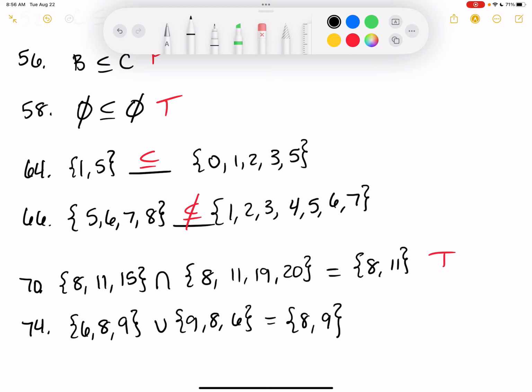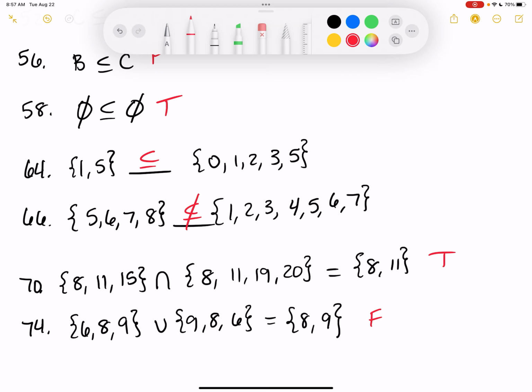Right. It's missing 6, right? Yep, it's missing a 6 for this to be completely true. Wait a minute. So this is false. If there was a 6 here, or somewhere in there, it would be true. Because the union is everything that you see in there gets written down one time.